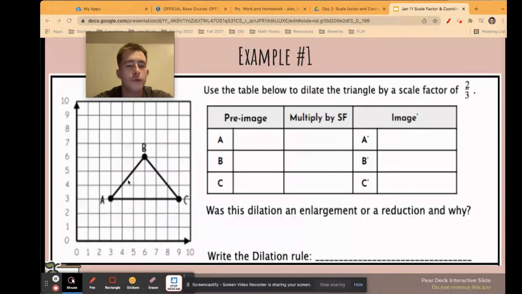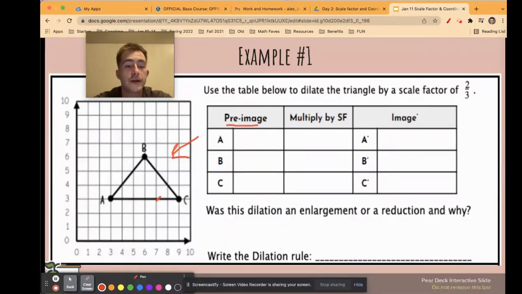We have points A, B, and C connected to make a triangle on the little coordinate grid on the left-hand side of your screen right now. First thing we're going to do is label up our pre-image. Our pre-image is what we're looking at right here, okay? We're going to look at where the points are located and write down some ordered pairs for each letter. Letter A, right about here. Looks like we're at 3 on the x-axis, 3 on the y-axis. So up here, where it says pre-image A, I'm going to write 3, comma, 3.